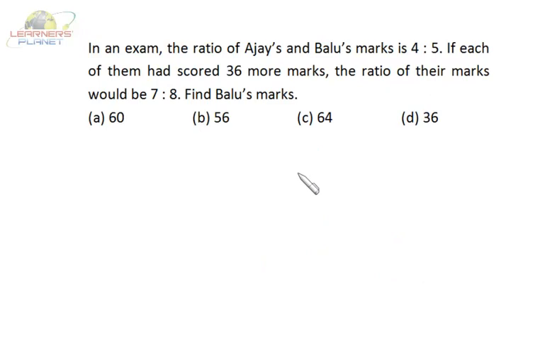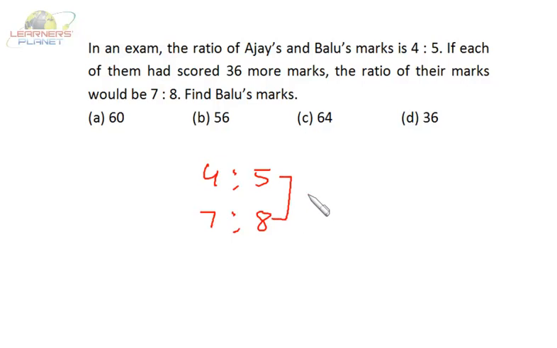Now let's see this problem. In an examination, the ratio of Ajay's and Balu's marks is 4:5. If each of them had scored 36 more marks, the ratio of their marks would be 7:8. As of now, it is 4:5, and after the increment of 36 marks, the ratio is 7:8. Since the difference between the terms over here is 1 and the same is over here, we can make a direct comparison.